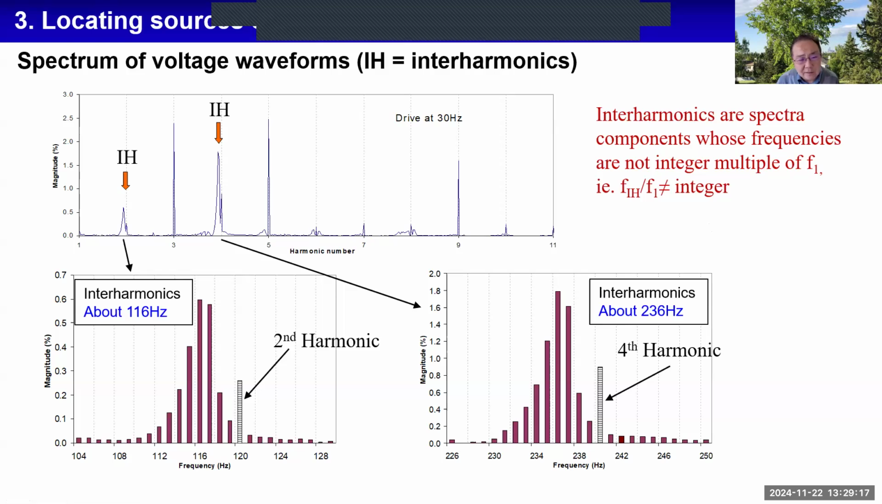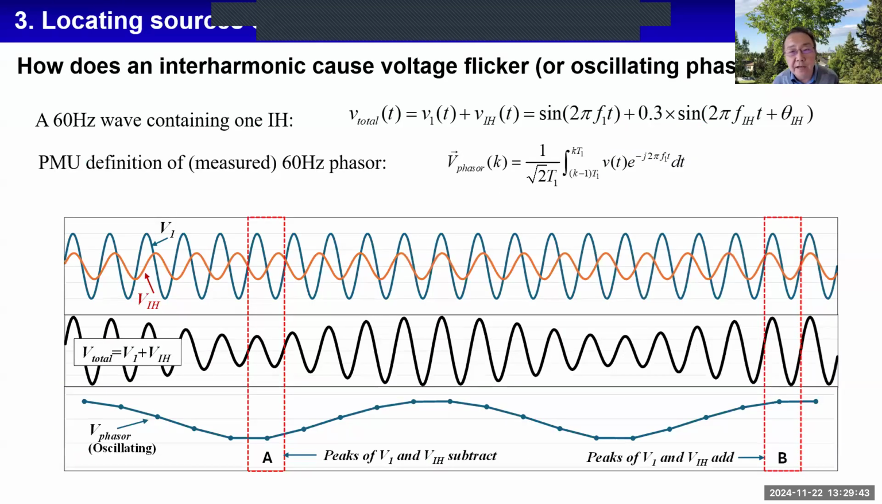Now, clearly interharmonics are the cause of the fluctuation, okay? Otherwise, how can you explain this, right? Because the interharmonic is the frequency domain representation of the oscillation. So now we dug into the problem, and the explanation is very simple. Why do interharmonics cause fluctuation, or oscillation?